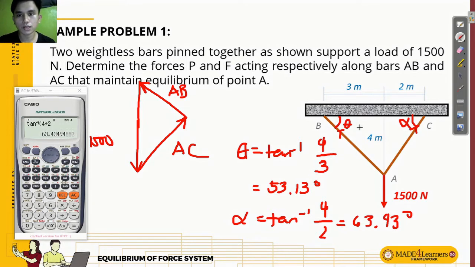Okay, so the alpha, class, is the angle of AB. Diba? So if this is theta, yes, this is theta. So the complementary angle of theta, so that is 90 minus 53.13. So that's equal to 36.87. Diba?